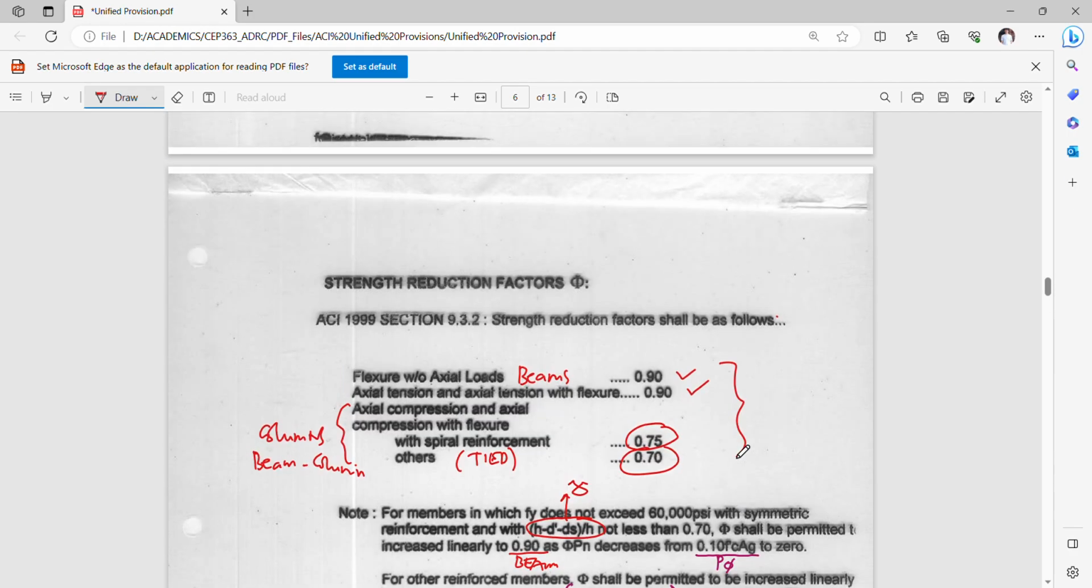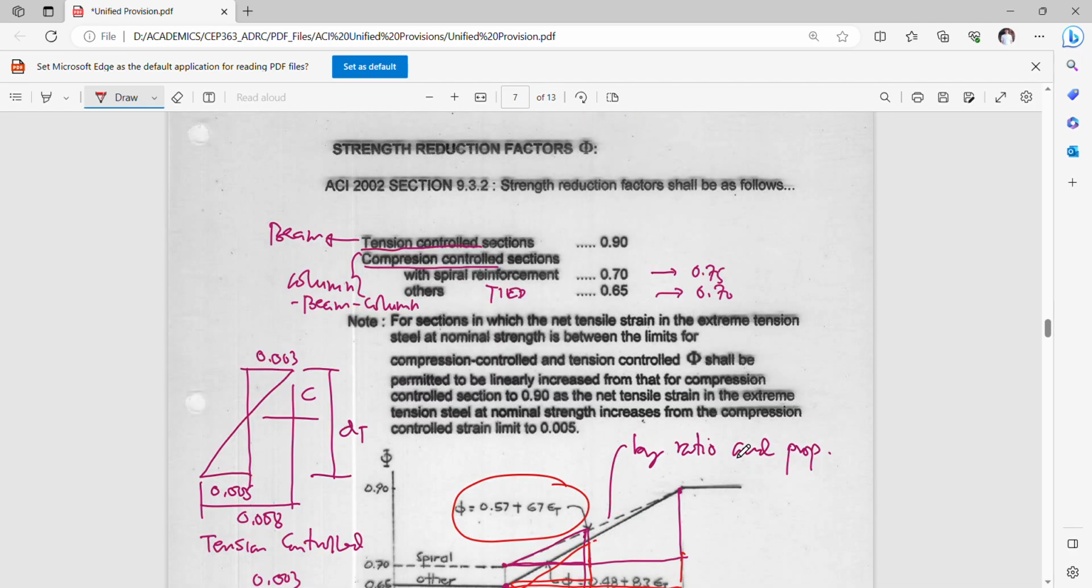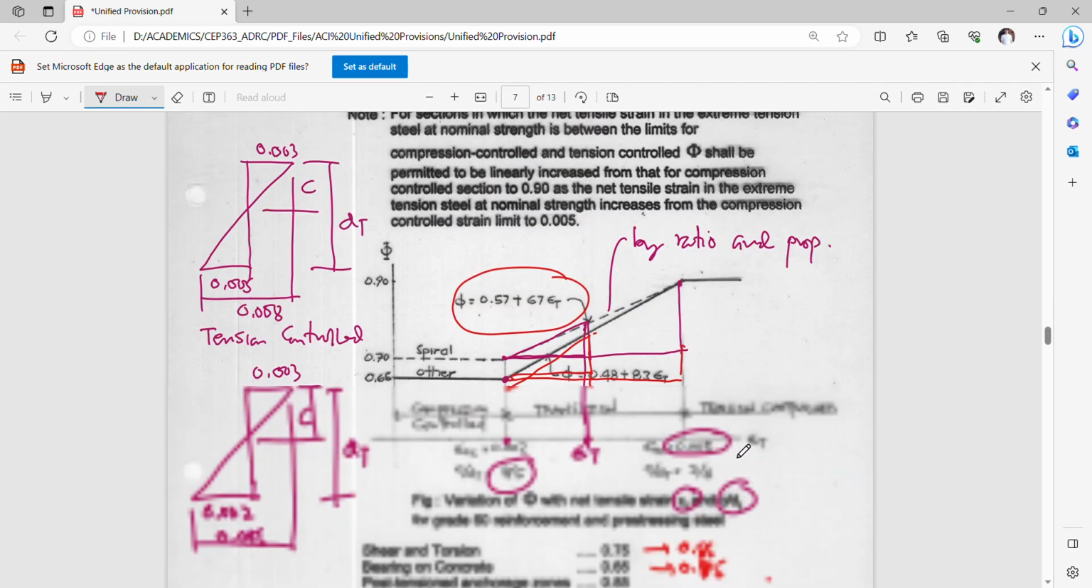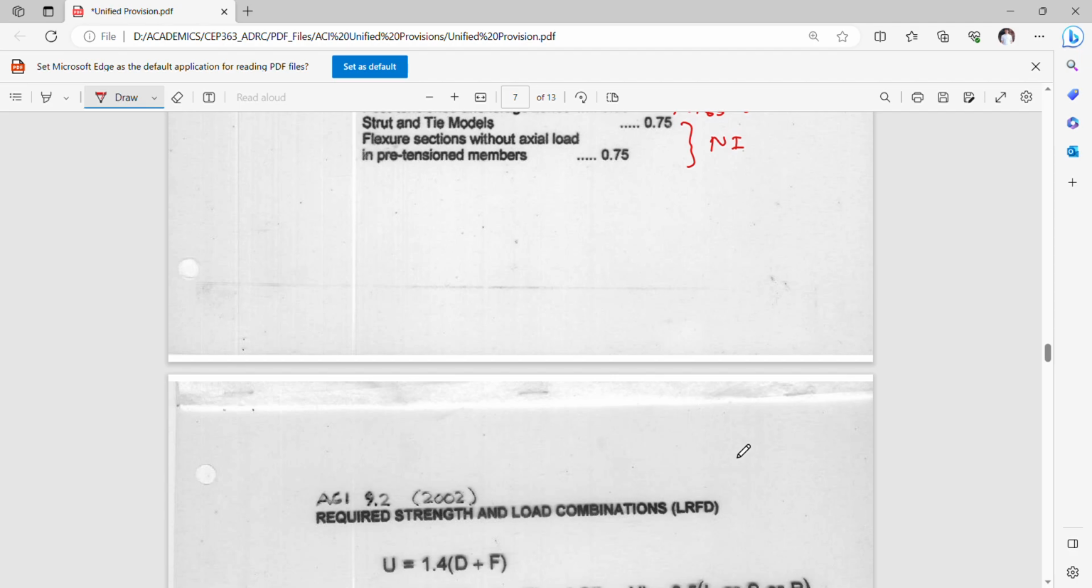So I'll discuss some more information on this as we go along, discussing load combinations, etc. on my next video.